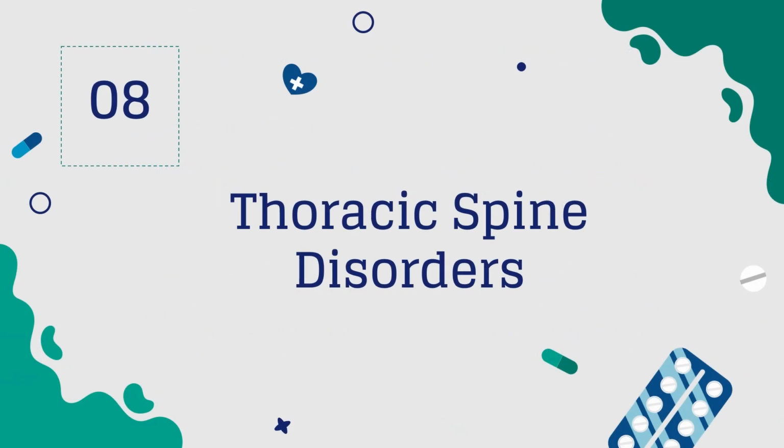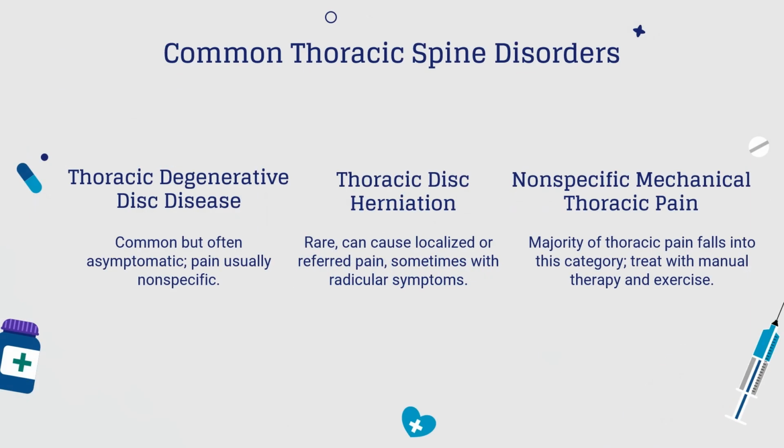Thoracic spine disorders. Common thoracic spine disorders. Thoracic degenerative disc disease is common but often asymptomatic, and pain is usually nonspecific. Thoracic disc herniation is rare and can cause localized or referred pain, sometimes with radicular symptoms. Nonspecific mechanical thoracic pain: the majority of thoracic pain falls into this category; treat with manual therapy and exercise.